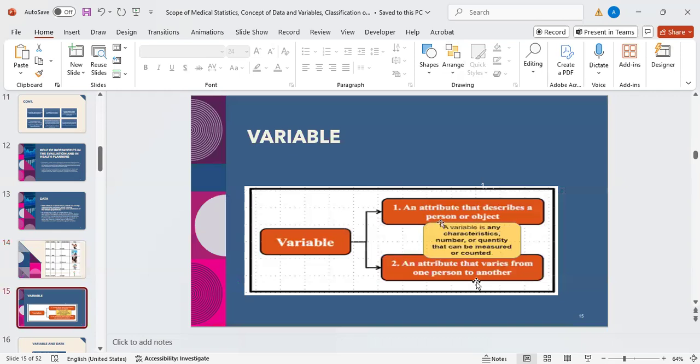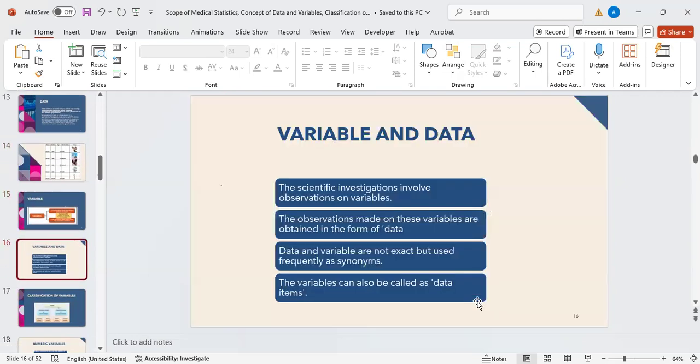Variables. A variable is an attribute that describes a person or object. A variable is any characteristic, number, or quantity that can be measured or counted. It is an attribute that varies from one person to another. Variable and data: scientific investigations involve observation on variables.